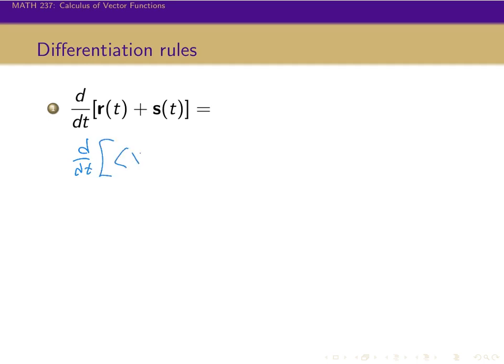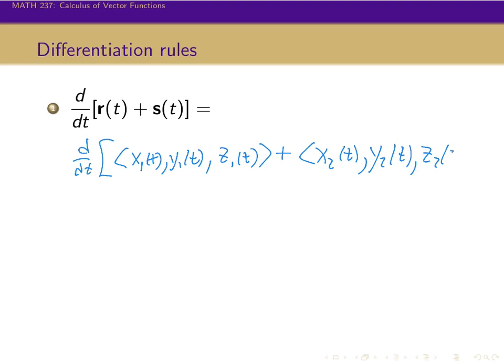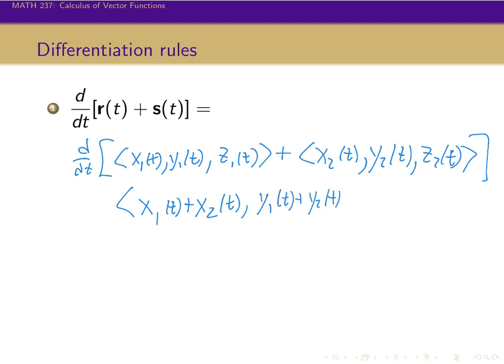So if we're taking the derivative of x1(t), y1(t), z1(t) plus x2(t), y2(t), z2(t), how do we do addition? We do it component-wise. So we get x1(t) plus x2(t), y1(t) plus y2(t), z1(t) plus z2(t). So now we have our vector function that we're taking the derivative of.